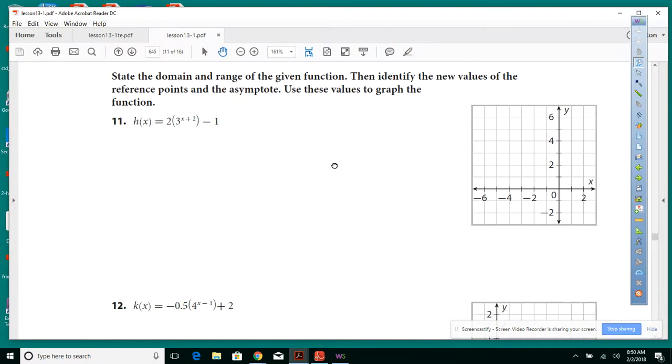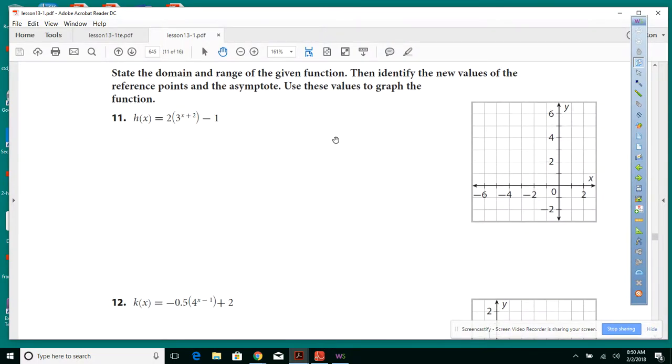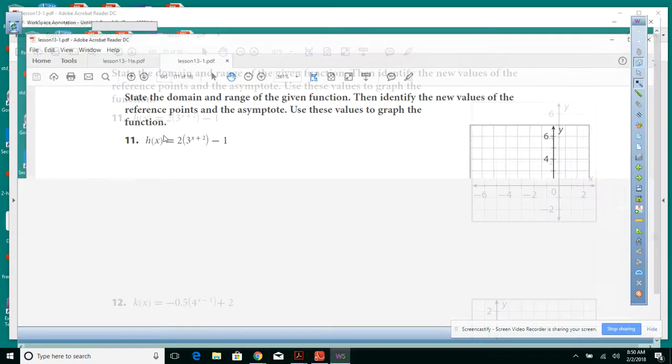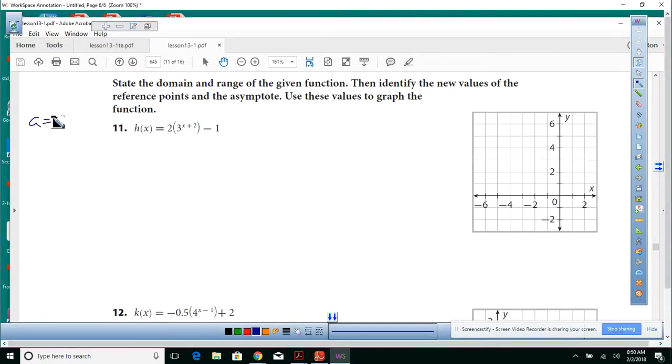Number 11. State the domain and range of the given function. Identify the new values of the reference points and the asymptote. Use these values to graph the function. All right, so what do we got here? We have a equals 2, b equals 3, h equals negative 2, and k equals negative 1.